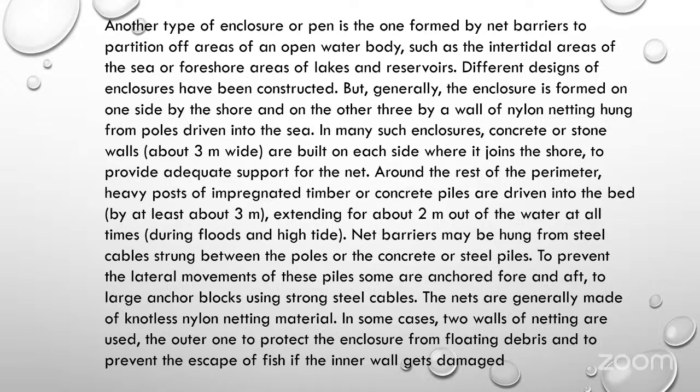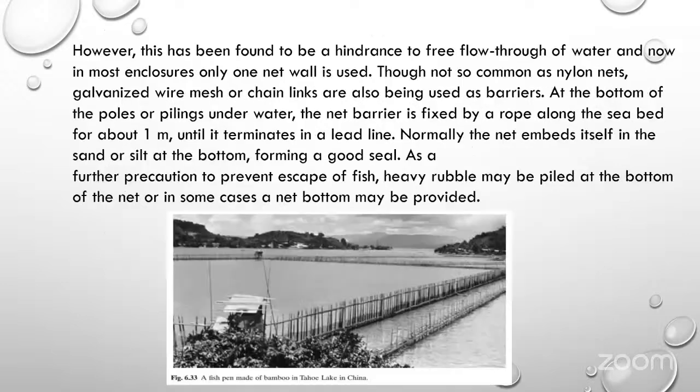The nets are generally made of knotless nylon netting material. In some cases, two walls of netting are used, the outer one to protect the enclosure from floating debris and to prevent the escape of fish if the inner wall gets damaged. However, this has been found to be a hindrance to free flow through of water, and now in most enclosures only one net wall is used.